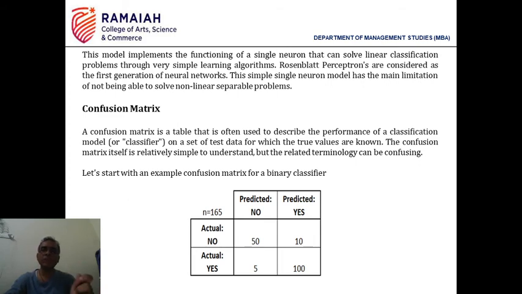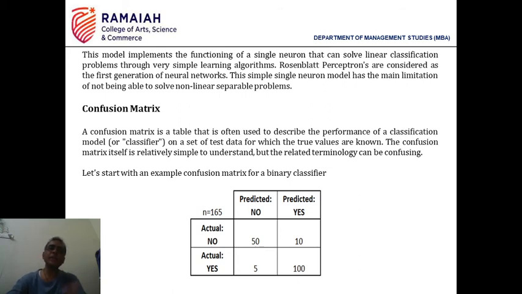Now Rosenblatt perceptrons are considered the first generation of neural networks. This simple neuron model has the main limitation of not being able to solve non-linearly separable problems. Now, confusion matrix.